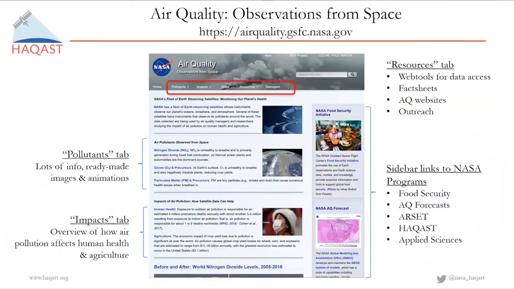Okay, so the last thing that I'll just mention very briefly, I have developed and maintained an air quality website called Observations from Space. Please go check it out yourself. For the sake of time, I won't go through all of these, but it's chock full of information and resources for stakeholders. And I'm very proud of this. If you have any recommendations on improving it, or you would like to contribute content, let me know.